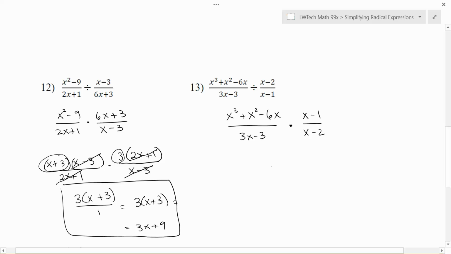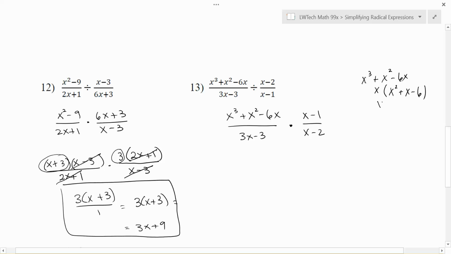Now I'm going to need to completely factor each of these expressions. That very first one on the top there has a lot involved. Let's take a second and do that. X cubed plus x squared minus 6x. Notice there's a greatest common factor of x in all of those, which is good because I don't like that cubed factor there. So if I take out an x, I'm left with x squared plus x minus 6.